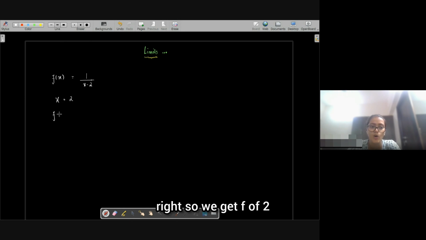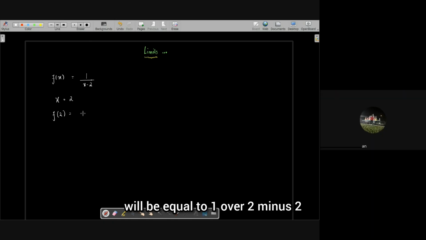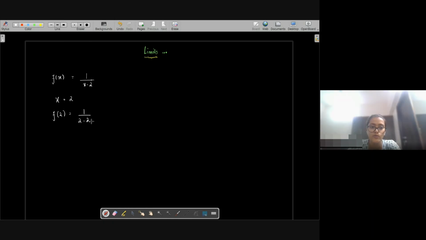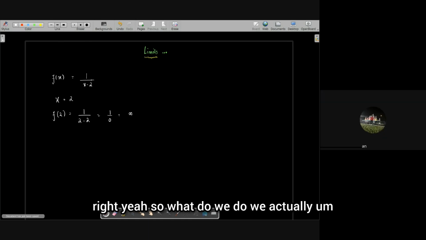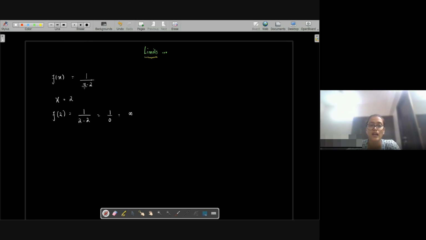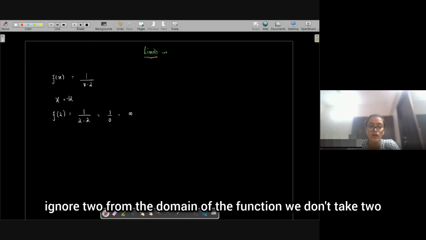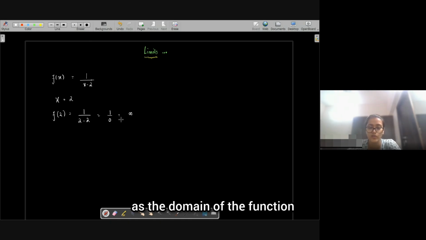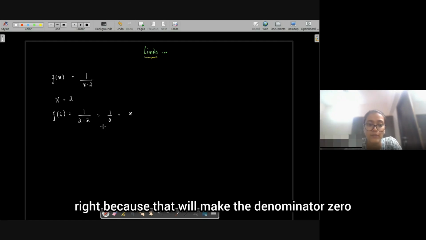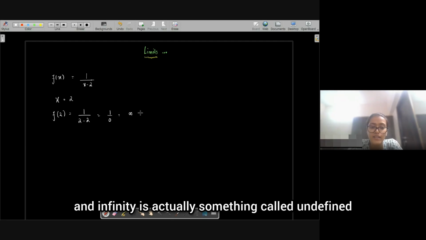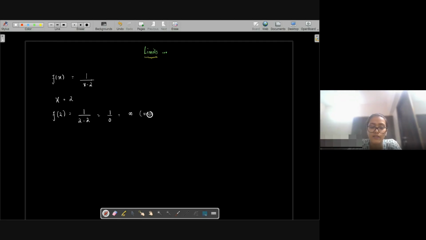So we get f of 2 will be equal to 1 over 2 minus 2, which is 1 over 0. And 1 over 0 is infinity, right? So what we actually do is ignore 2 from the domain of the function. We don't take 2 as the domain of the function, right? Because that will make the denominator 0, and infinity is actually something called undefined.